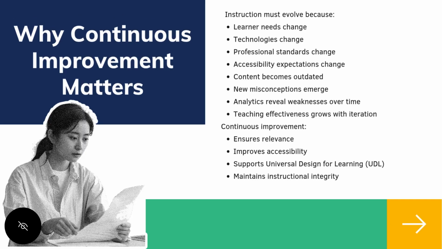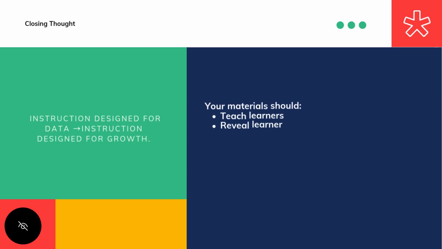So the question then is, why is continuous improvement important? Improvement is simply the responsible way to design instruction. Our learners evolve, the workforce evolves, technology also evolves. So if our courses remain static, they quickly become irrelevant. ADDIE expects us to evaluate, Agile expects us to iterate, and UDL expects us to be very flexible. So continuous improvement is not an extra thing. It is actually the core of professional instructional design. It ensures relevance, improves accessibility, supports UDL, and maintains structure.